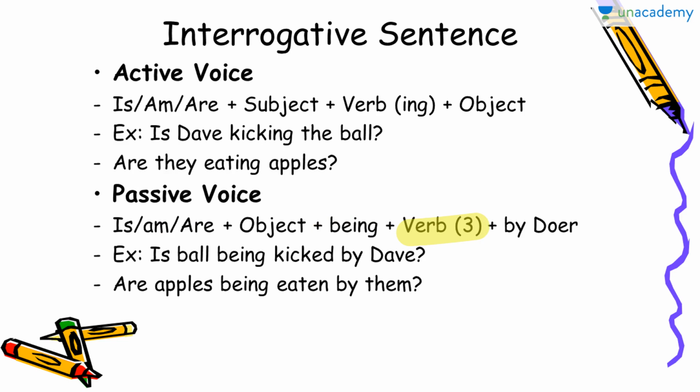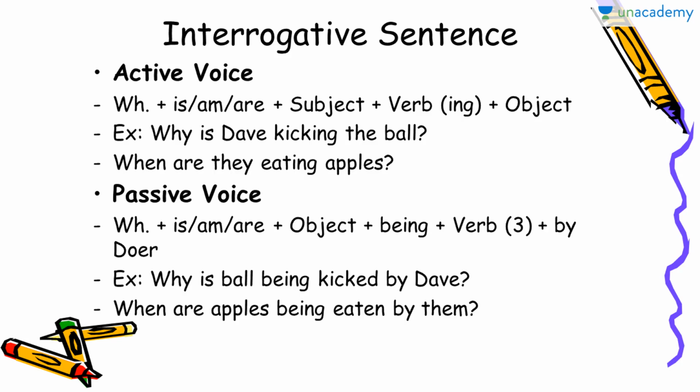For example, is ball being kicked by Dave? So the ball, it came over here, is remains same according to the ball, and then being kicked third form, by whom? By Dave. Are apples being eaten by them? So apples, that was object, comes here after are. Then because apples is plural, we are using are, then apples, then being, then eaten third form of eat, and by whom? By them. So in this manner we operate for interrogative sentences having answer as yes or no.